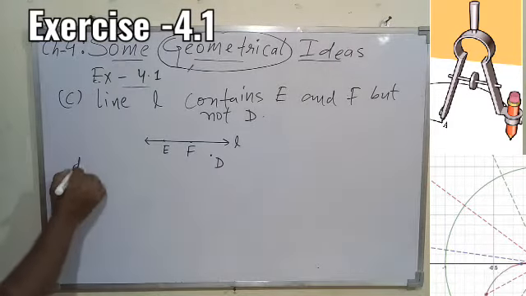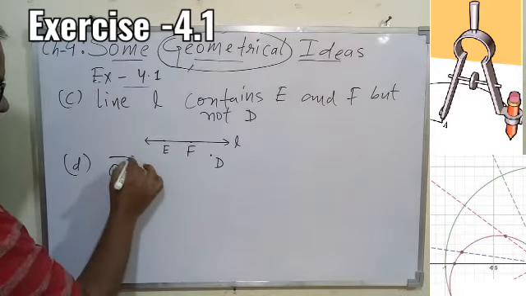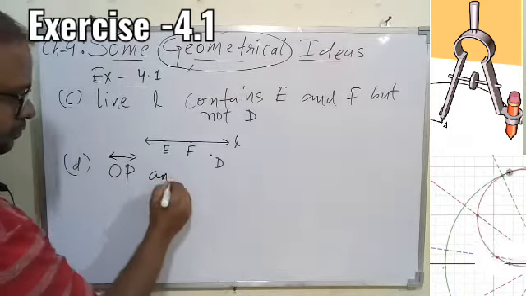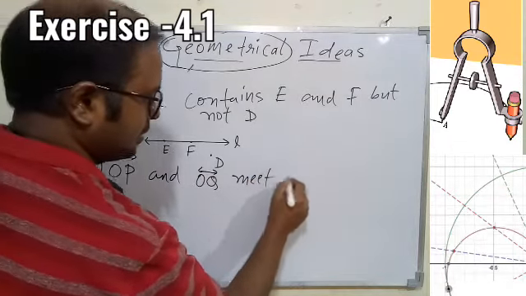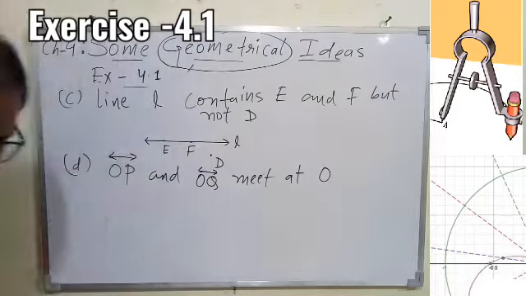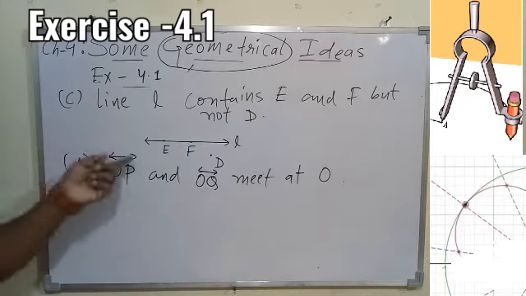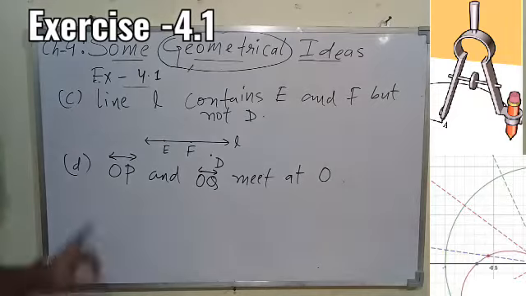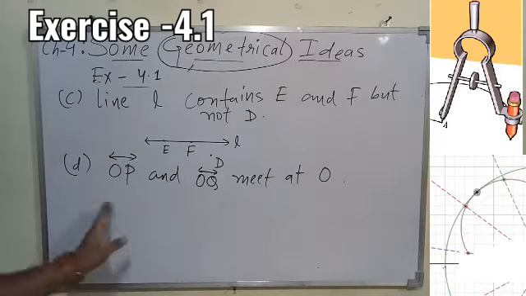And the last one says that OP and OQ meet at O. So this is the same. OP and OQ meet at O. So very first, with the symbol of arrows on both sides, we understood OP and OQ must be lines. Okay, but what we see, both are having a common point also. And that common point is O.